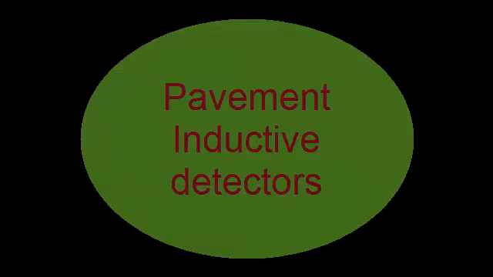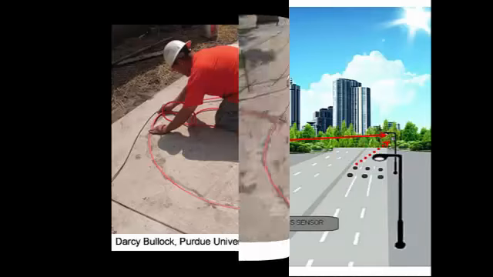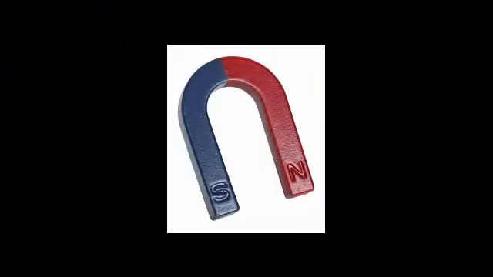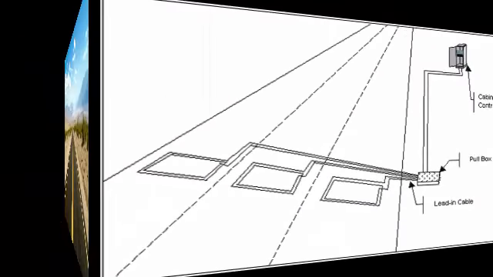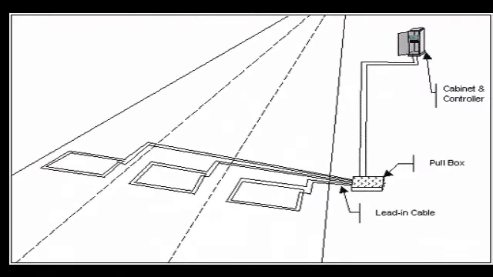Pavement invasive detectors include inductive loops, magnetometer, and magnetic. They are all embedded in the road and involve magnetic field. Inductive loop is the most common detector technology used, as it's simply a coil of wire embedded on the road surface. The end of the loops are wired to the lead-in cable from the pullbox, which is connected to the terminal strip in the cabinet.